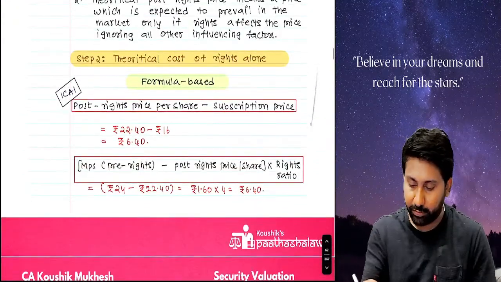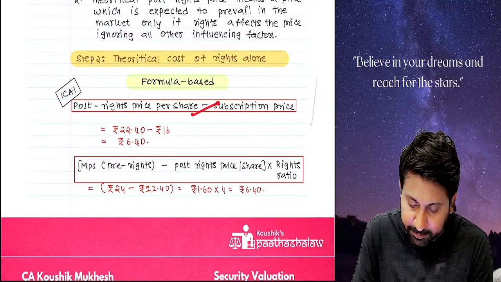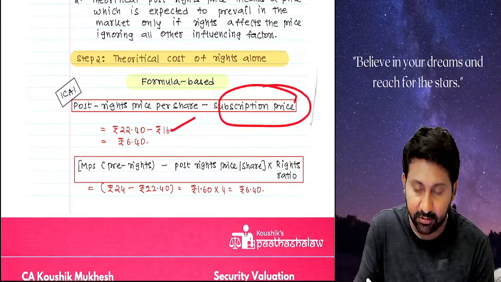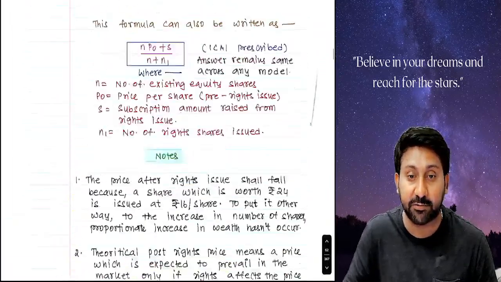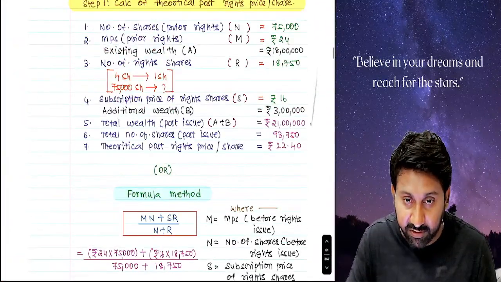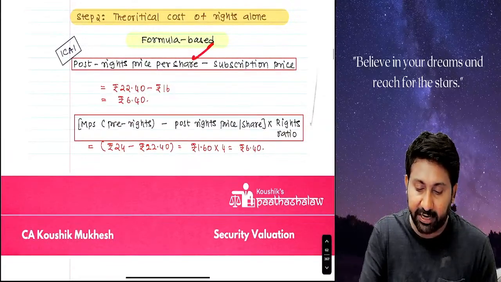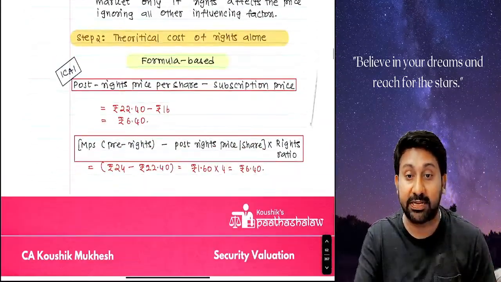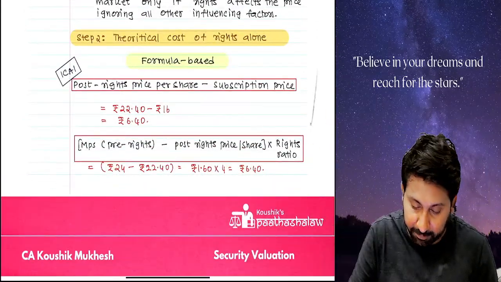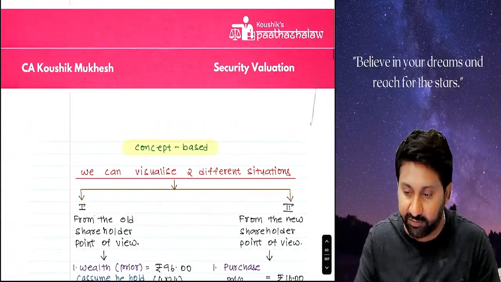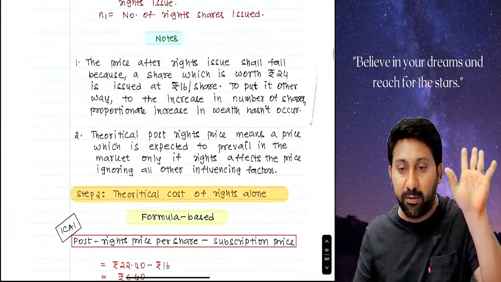See here. Post rights price per share, 22.4, we got. Subscription price means the price at which we are subscribing to the right share. See here, they have given in the question already, 16. So the post rights price you calculate at step 1. Step 1 value minus subscription price is called the theoretical cost of the rights alone. That's all. These are the two important formulas.